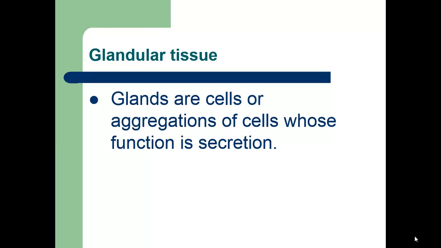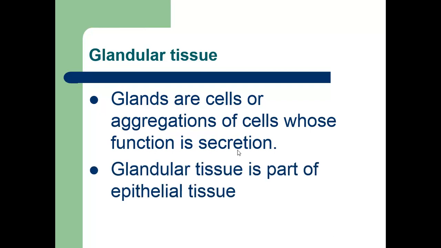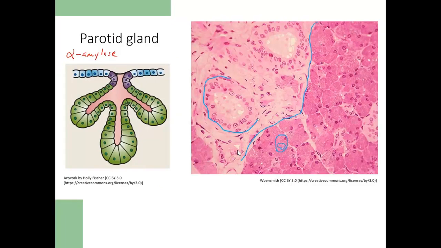Glandular epithelium can be defined as a cell or cells, or an aggregation of cells, whose function is secretion. Again, glands can be defined as one cell, a group of cells, or groups of cells, and the key function for the gland is secretion. And as we said, glandular tissue is part of the epithelial tissue. I will show you a diagram in a minute.